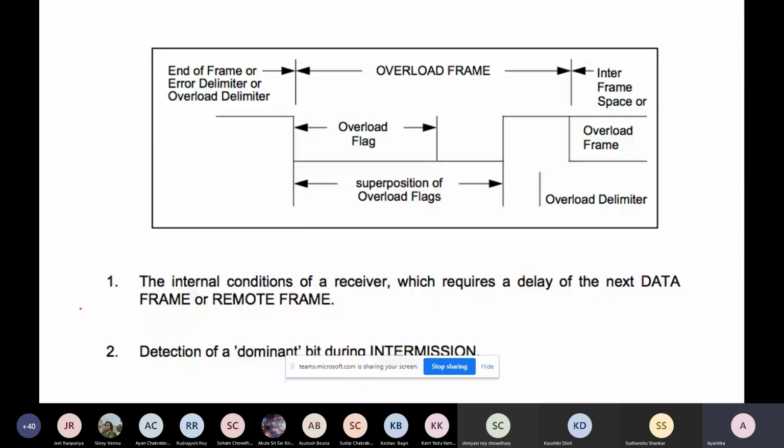Now this overload frame indicates, whenever there is an error, as we have mentioned, that is the error frame. Whenever there is an error, one frame is sent to the overall CAN network to say there is some error, and that is broadcast to all the nodes. Another case: maybe one receiver has detected that a message has come destined to that particular node.